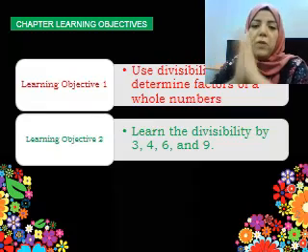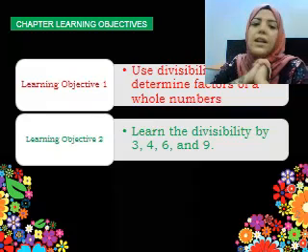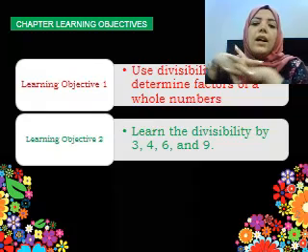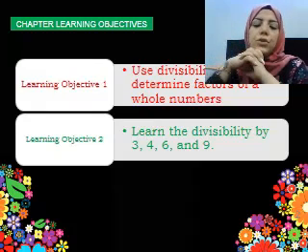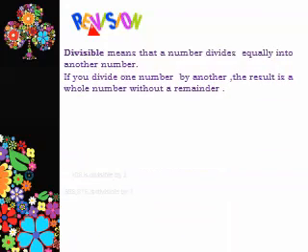So first of all, I'm going to make a quick revision for divisibility by 2, 5, and 10, and then I'm going to teach you how to find the divisibility by 3, 4, 6, and 9. So let us start with the division. As I told you before, divisible means that a number divides equally into another number without a remainder. So the result will be a whole number.